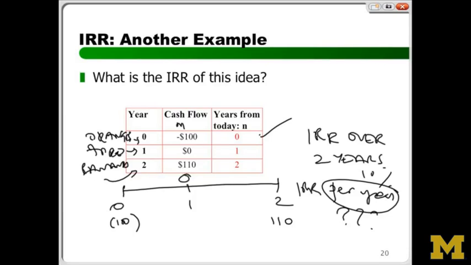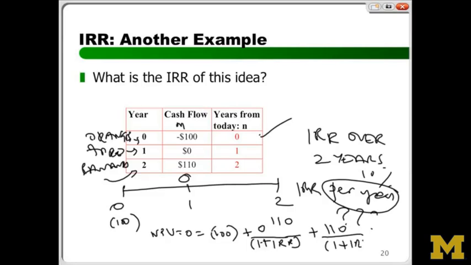So how will you solve this problem? Very easy to think about, very tough to do. Make NPV 0. What would that do? Negative 100 plus 0. How much of discounting do we do to the 0? In year 1, 1 plus IRR. Plus in year 2, what do you have? 110, over 1 plus IRR squared.